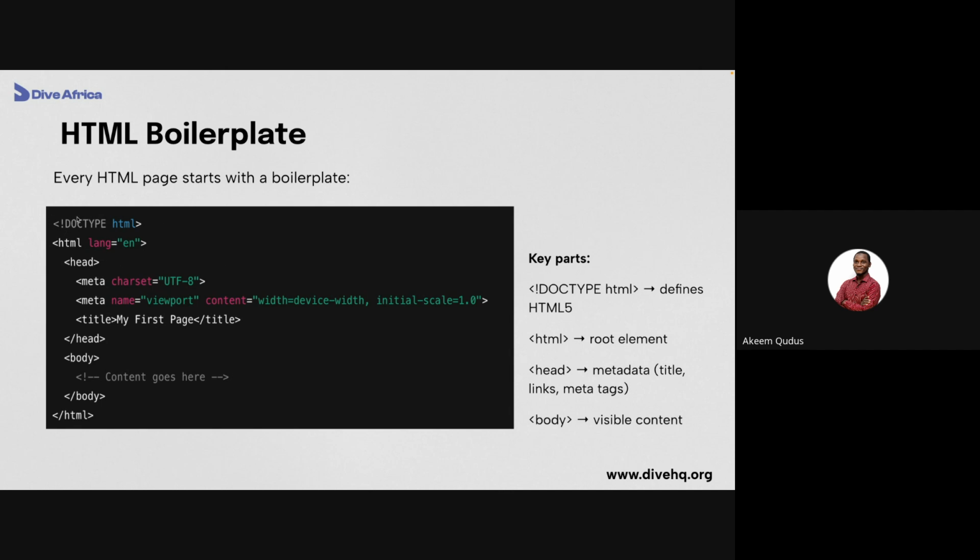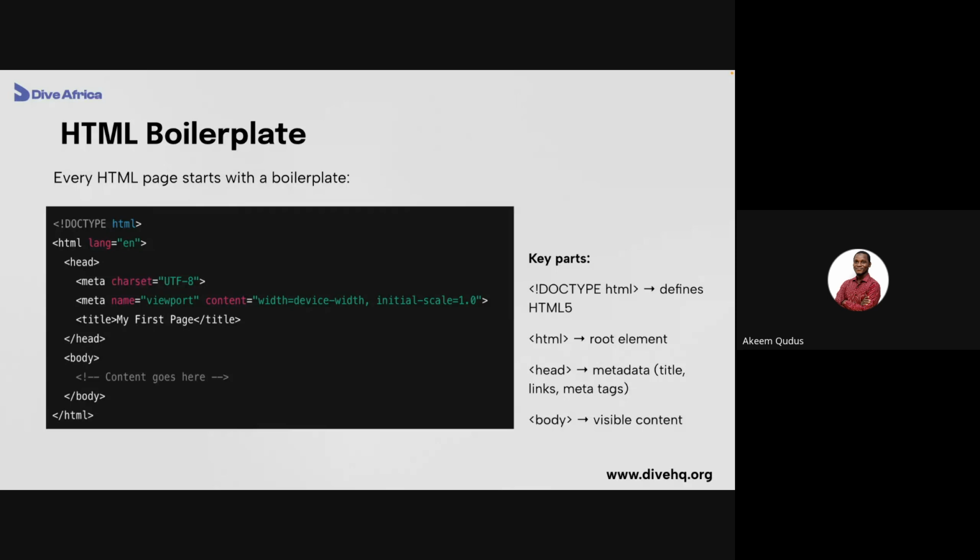We have the first line here, which is the exclamation mark DOCTYPE html. That is telling the browser that this is HTML5. It tells the browser that the file you're about to start reading is an HTML5 file. The next line, html, is the root element for the entire HTML.